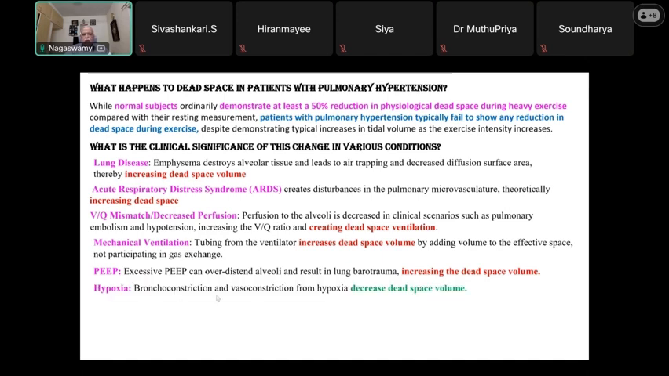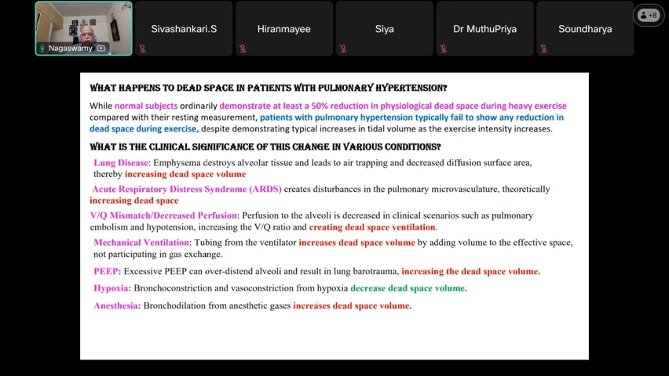Hypoxia will result in bronchoconstriction and vasoconstriction, that will also decrease the dead space volume. So the conditions which increase dead space, the 5 conditions I have mentioned in red, all increase the dead space. Whereas hypoxia decreases the dead space, even though it is going to cause ultimately damage to the patient. Dead space will decrease because both bronchoconstriction and vasoconstriction will happen.